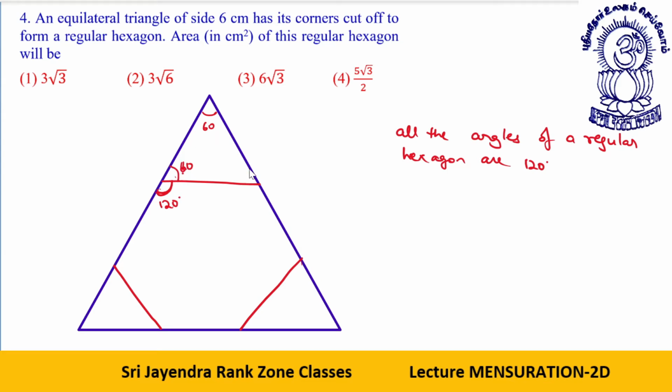Two angles are 60 degrees, so this will also be 60 degrees. What does it mean? It means if this side is x, then this side will be x. Now since this is a regular hexagon, if this side is x, then all the other sides will be x. This will be x, this will be x.